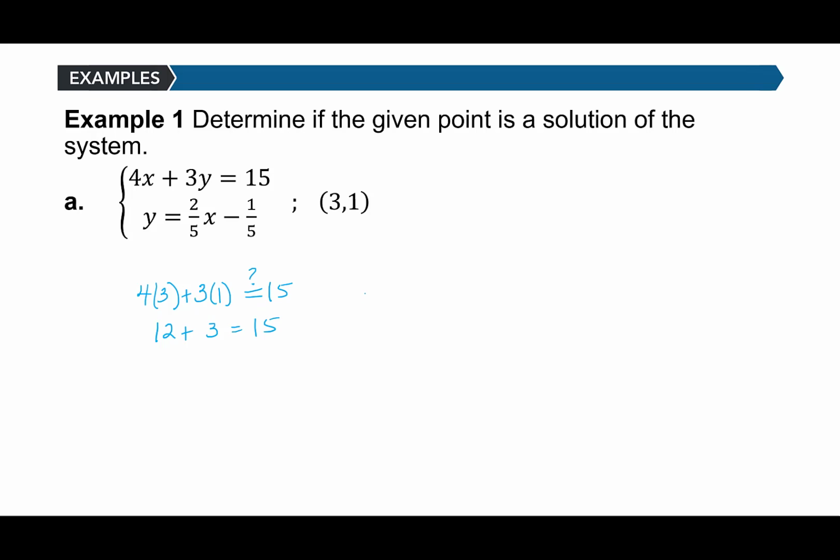Now let's check if it is a solution of the second. So y is 1, is that equal to 2/5 times 3 minus 1/5? Well, there we get 1 is equal to 6/5 minus 1/5. But that is the same thing as 5/5, which is equal to 1. So therefore, (3, 1) is a solution because it solves or satisfies both of those equations.